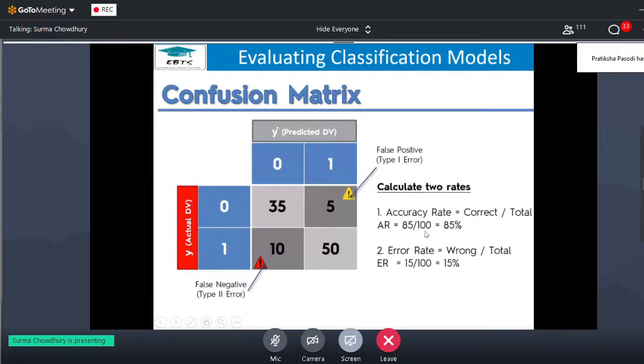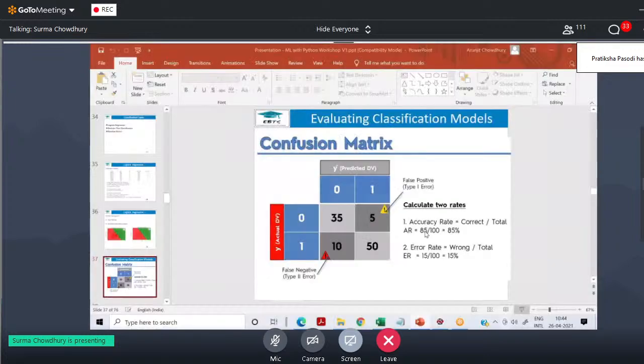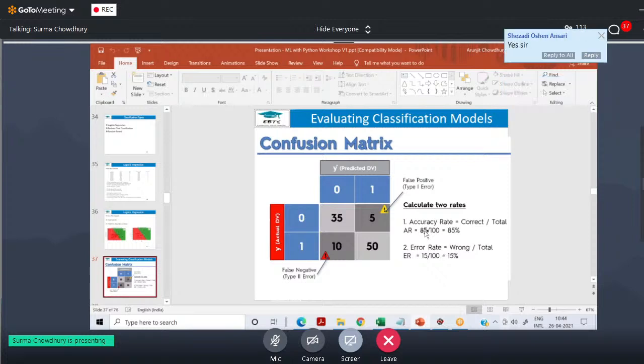Any questions? Have you understood the concept of confusion matrix? Very important. If you want, I'll repeat it. Please answer yes or no. Have you guys understood the concept of confusion matrix? Okay, Ansari, you are good. Shruti is good. Lakshmi is also good. Anybody else who needs some clarification on confusion matrix?